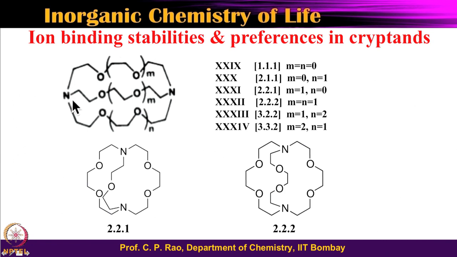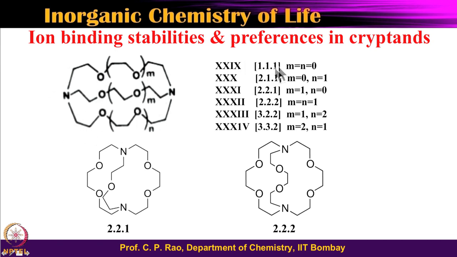The cryptand system is like this, 2 nitrogens connected by these strands. So, you can see 111, 211, that is the number that you have, okay, 221, 222, etc. The oxygens are coming from each strand. So, there is a strap between this nitrogen and the other nitrogen, there is a second strand, a third strand. There are 3 strands connecting the 2 nitrogens. So, therefore, it is more or less 3-dimensionally arranged, so it will wrap around any ion from all directions.